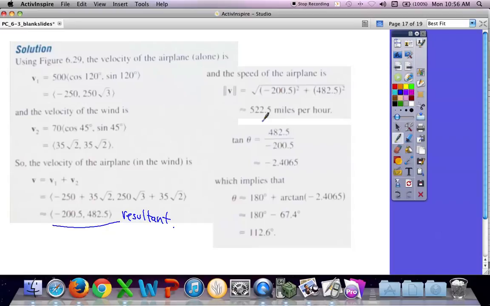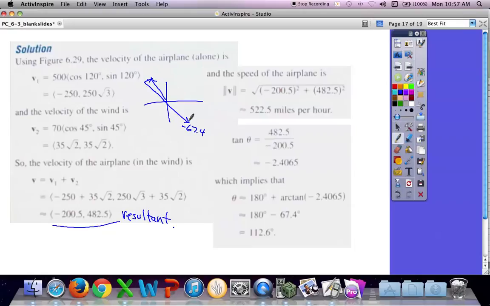And how do you find the direction? Tangent of theta equals 482.5 over negative 200.5. Now when you do that, I don't like the way they've written all this, but if you take the arctan or the tan inverse of this fraction, you get negative 67.4, right, which would be down here. Now we know that our plane is up here and the wind was like that. Our resultant vector is something like that. So our angle is definitely not down here, is it?